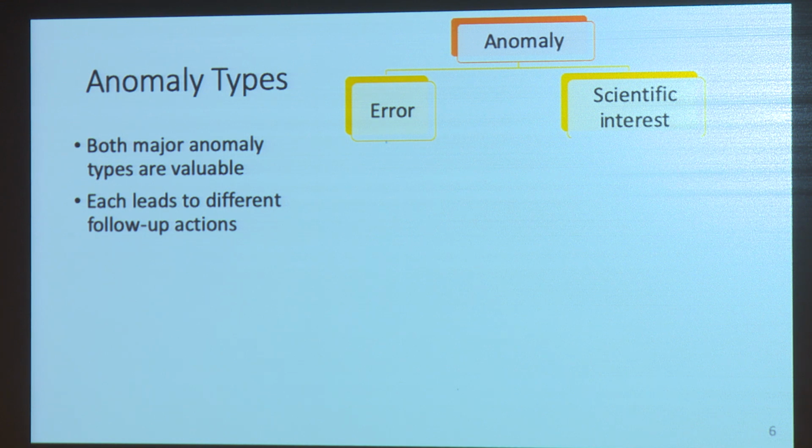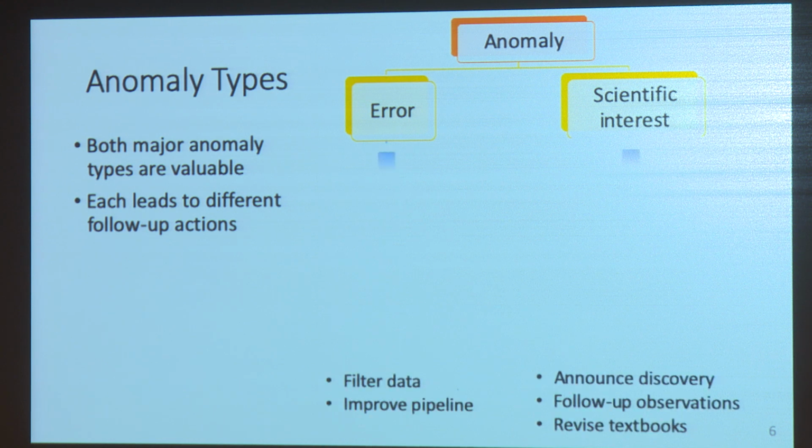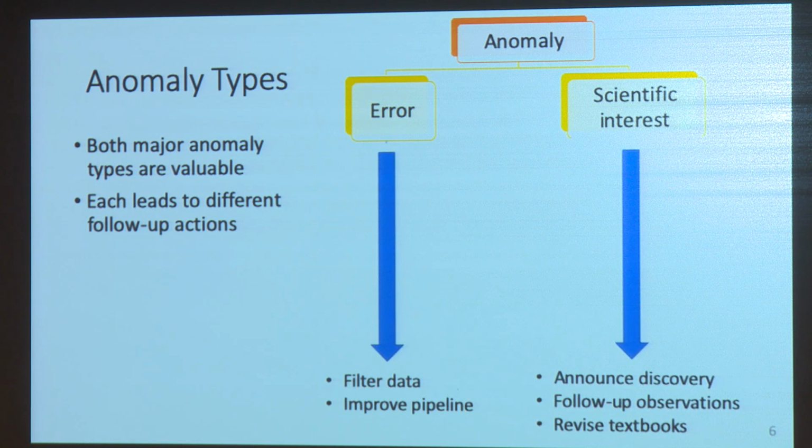And there's a tendency, I think, to prioritize the second category and say, we're looking for new science, we're looking for things of great interest to advance astrophysics or whatever domain. But I would argue these are both incredibly valuable because they both lead to potential improvements in science. So if you find an error, particularly a systematic one that happens often in the data set, you can use that to filter the data prior to analysis, or even go back and fix something upstream in your pipeline so that future data doesn't suffer from that problem.